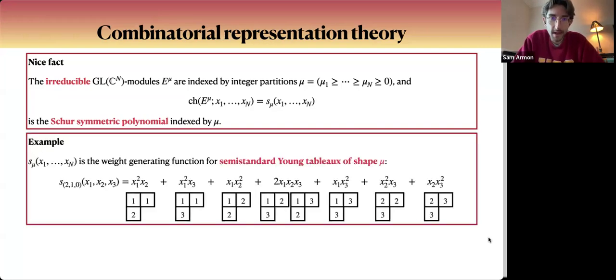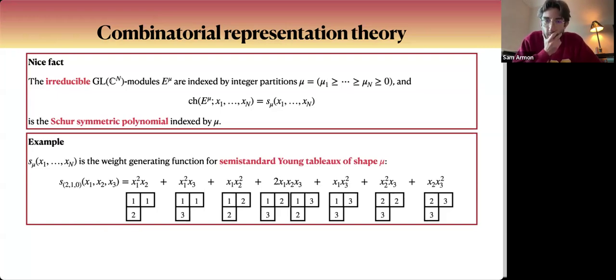So for those that haven't seen Schur polynomials before, I'm just going to again introduce them through an example. The idea with the Schur polynomials is they're indexed by integer partitions. For instance, if I take the integer partition 2, 1, 0, I'll depict that as an array of boxes with 2 boxes in the first row, 1 box in the second row, 0 boxes in the third.